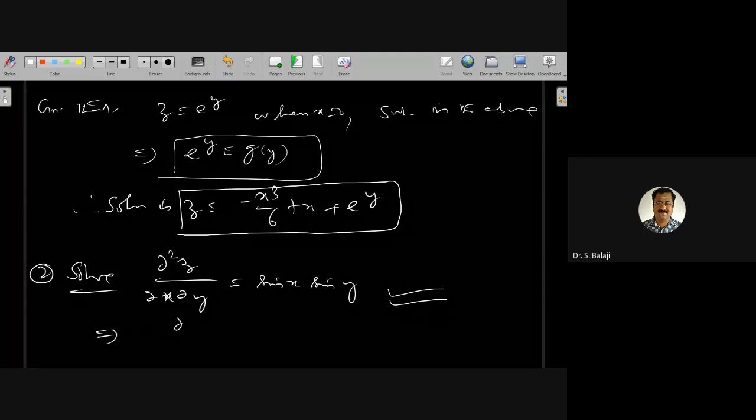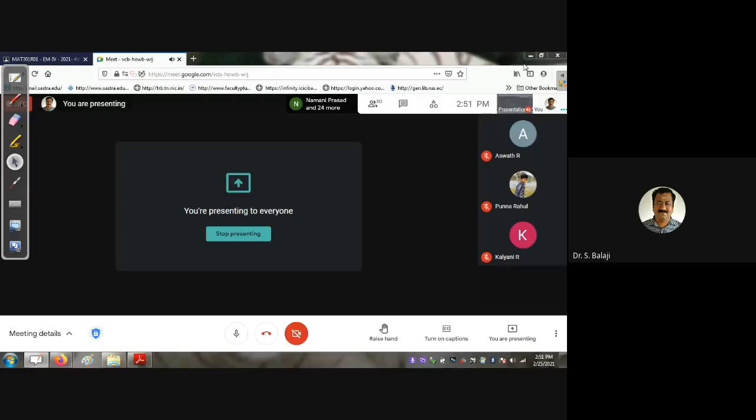This can be written as dou by dou x of dou z by dou y equal to sin x sin y. Integrate with respect to x partially and similarly integrate with respect to y partially, then you can get some relationship. Can you give the answer like the previous problem? But here there is no initial condition given, therefore you have to keep arbitrary functions as they are, not arbitrary constants, arbitrary functions.